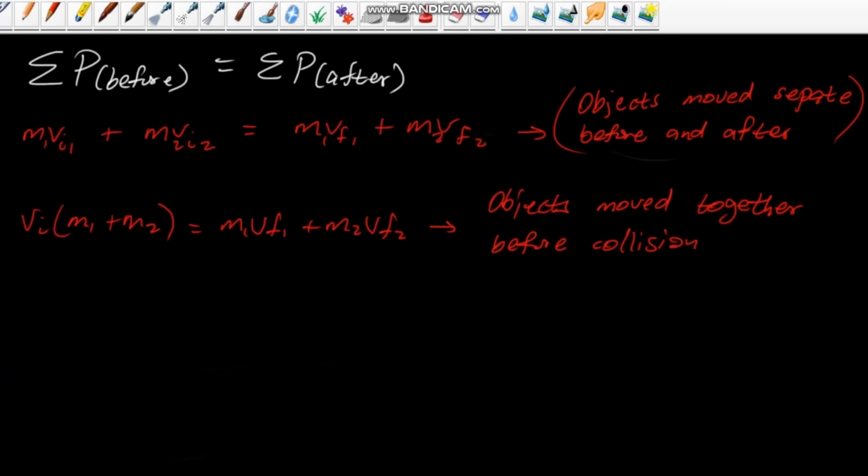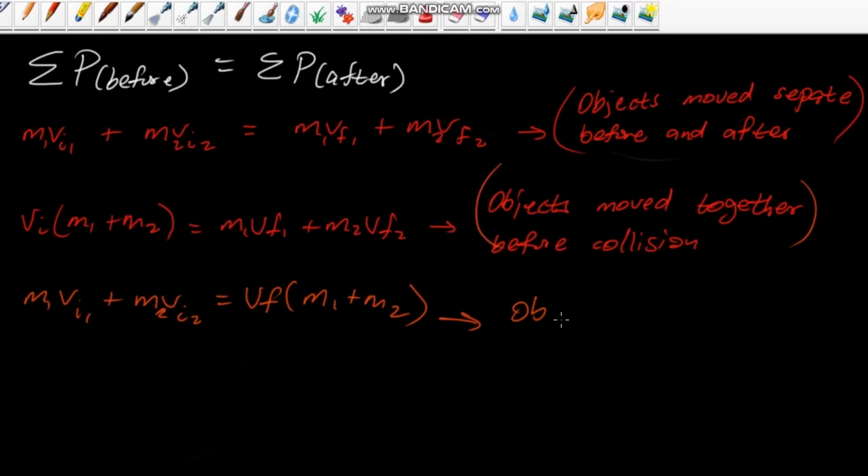And then another scenario kungaba ukuthi mhlambe ama objects emove together after the collision. Kusho ukuthi azoba ne common final velocity kube m1 plus m2. Kusho ukuthi 1 initial of 1, 2 initial of 2. I hope niyayithola leyo nto lana.